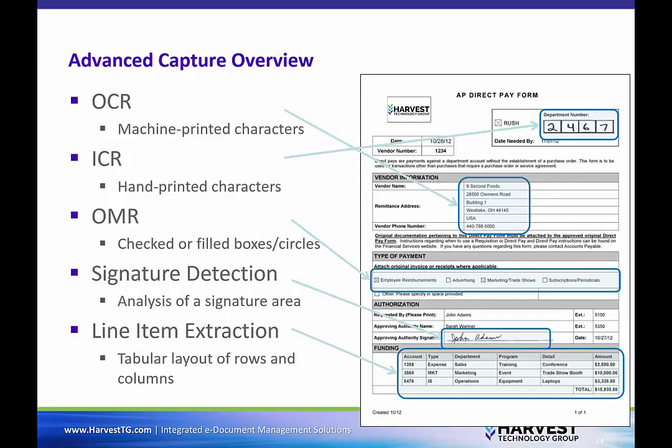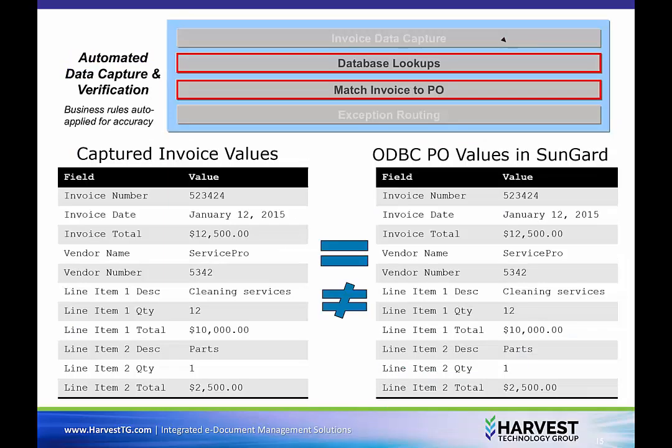So OMR boxes, so if someone is performing a benefit change request or something regarding a student, they can click boxes. We can read that data in, make sure a document is signed, and even perform line item extraction from a finance perspective. So one of the things we do, even when we extract the data off of those forms, we like to compare it with the data that's already in SunGard. So am I seeing the total of this invoice equal the total of the purchase order? If not, I can make a decision on that.